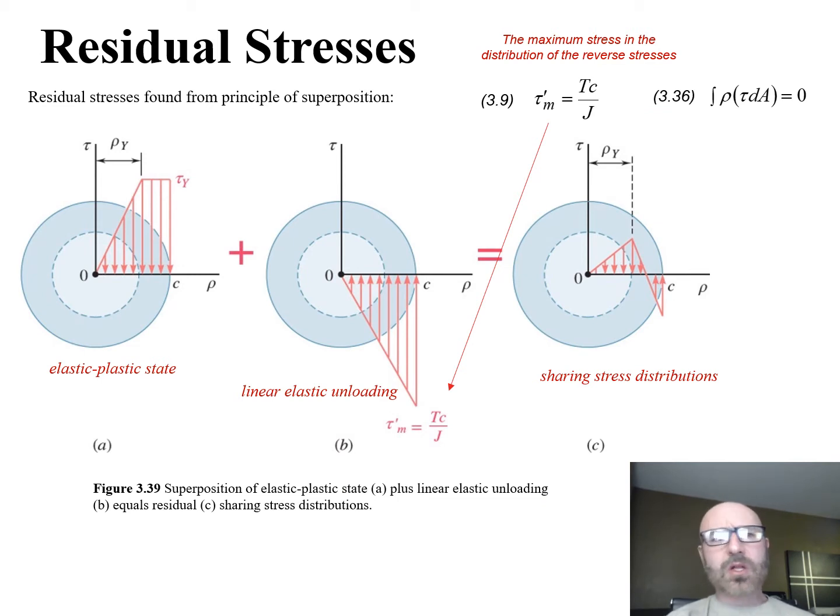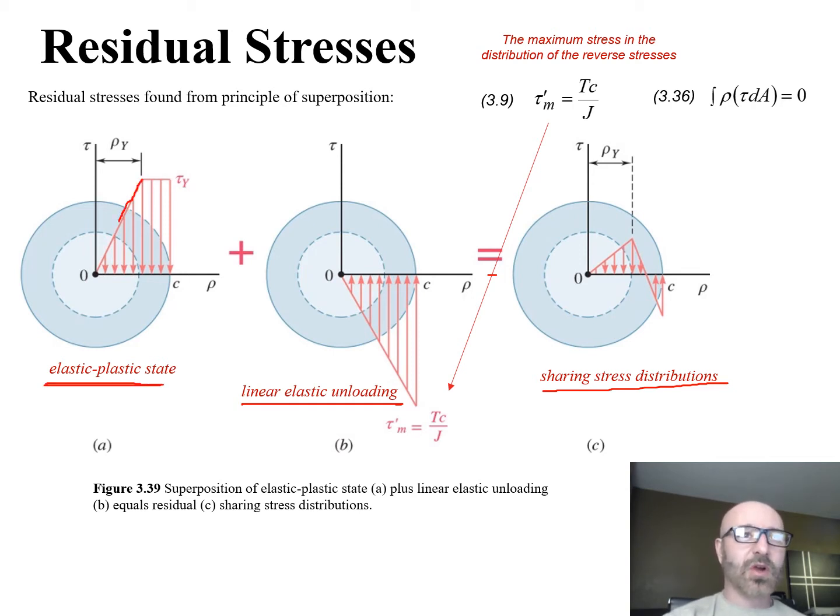So if we take a closer look at this diagram, we start with A plus B, the elastic plastic state plus our linear elastic state, is equal to C over here, our residual stress distribution. So let's take a look at each of these separately. If we go to A, this is our elastic plastic state. You can see there's our elastic region that we saw earlier, going up along that, and then once we hit here, our plastic region, and there's our tau sub y. You'll see this distance in the linear region, or the elastic region right here.